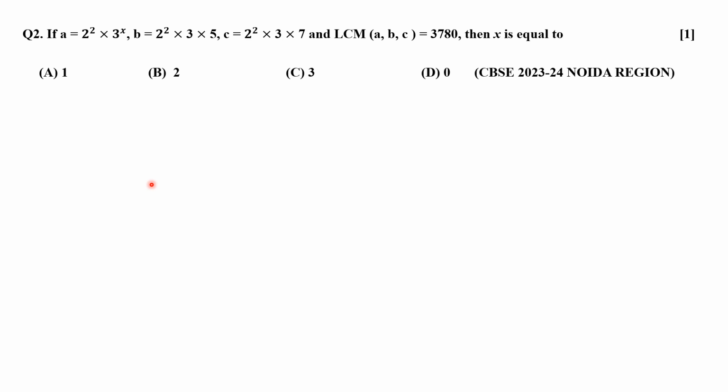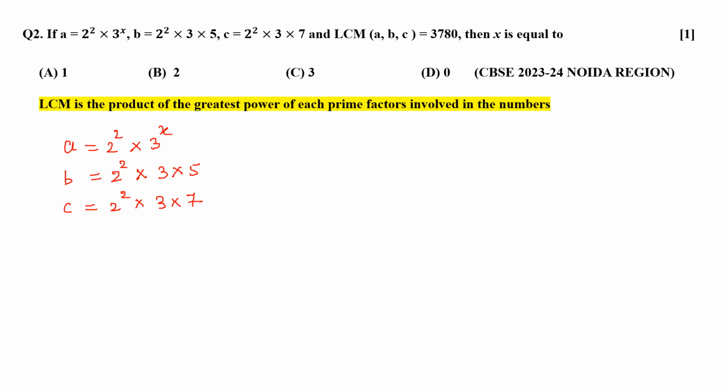First of all, the factorization is already given, right? So I'm going to write it. A is given as 2 square into 3 to the power x. B is given as 2 square into 3 into 5, and C is given as 2 square into 3 into 7. Now try to recall how to find the LCM of the numbers. LCM is the product of the greatest power of each prime factor involved in the numbers.